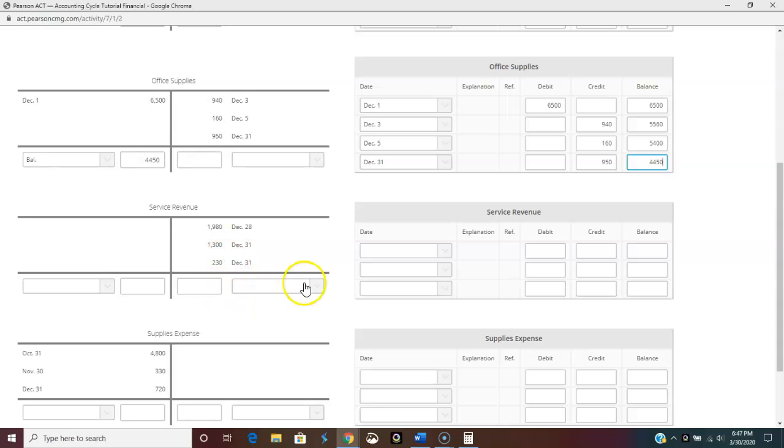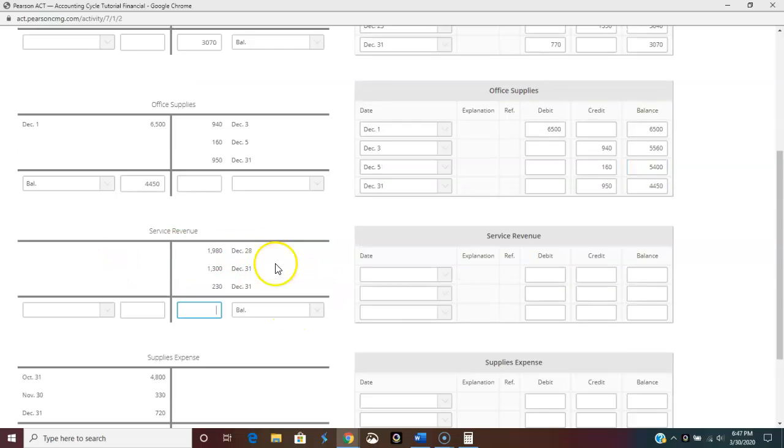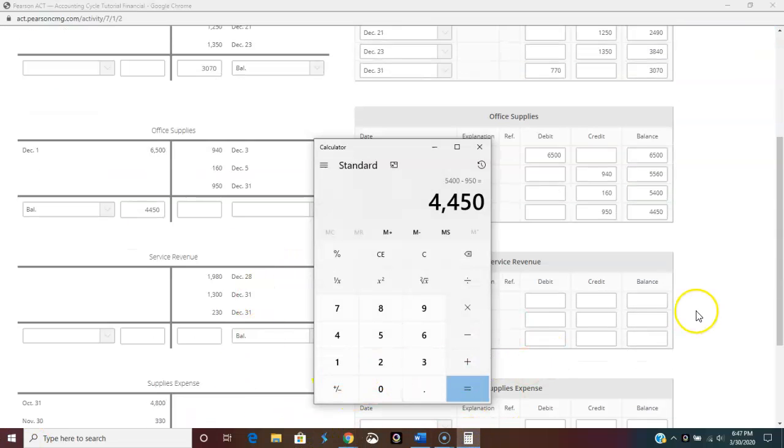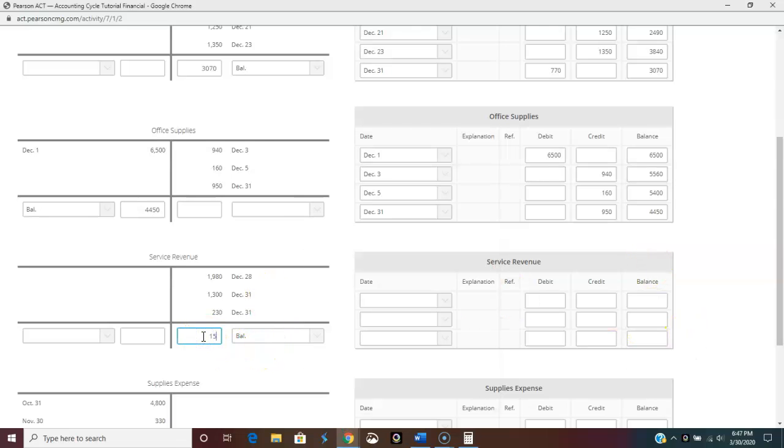Service revenue, we'll do the same. We're just going to add these because there's nothing over there. So we're going to have, oops, why is it scrolling? Because it's weird. 1980 plus 1,300 plus 230 is going to be 1,530.